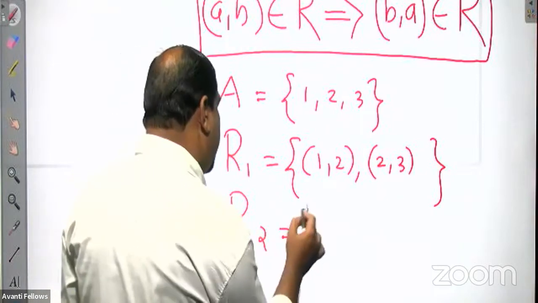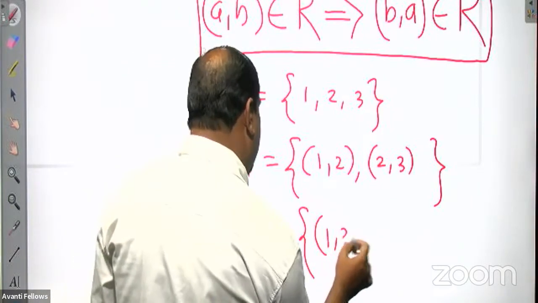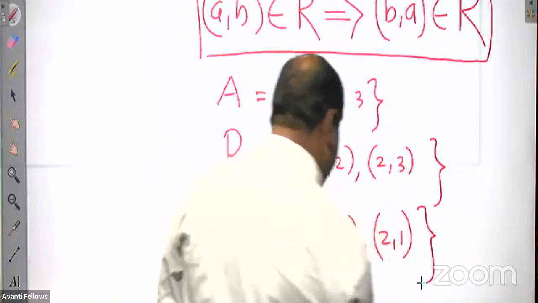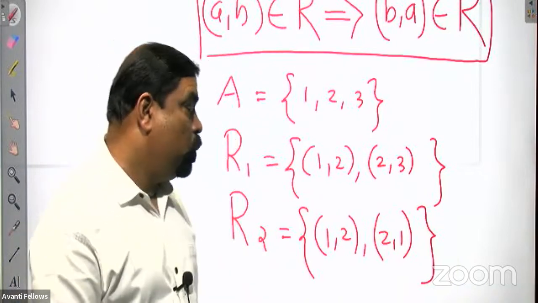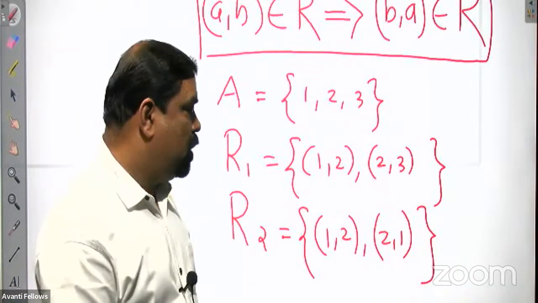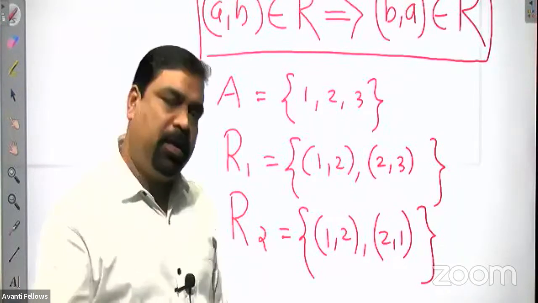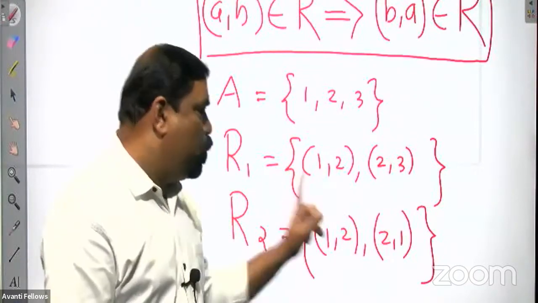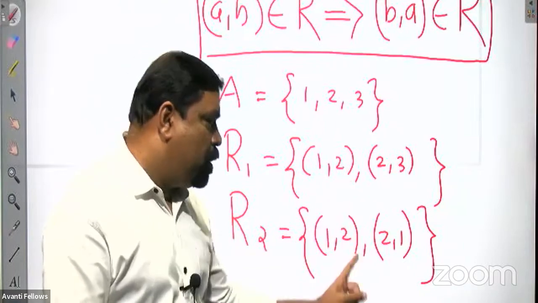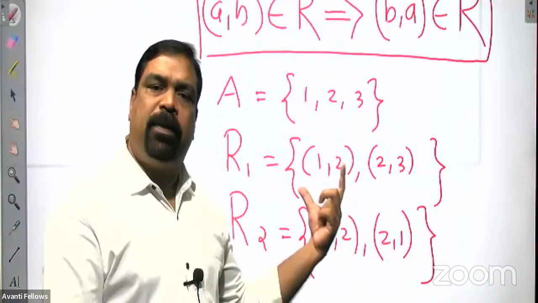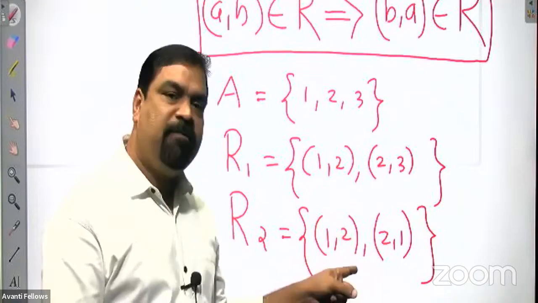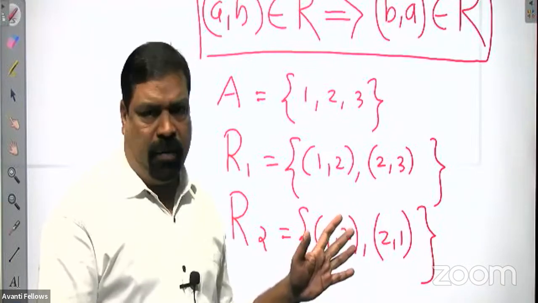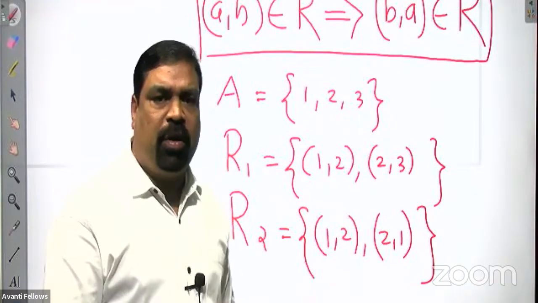I will take another example, another relation, that is {(1, 2), (2, 1)}. Just I am taking only this much. Is it symmetric? Yes. (1, 2) is there, again (2, 1) is there. 1 is related to 2 and also 2 is related to 1. So it is a symmetric relation. But is it reflexive? No, because (1, 1) is not there, and (2, 2) is not there, so it is not reflexive.